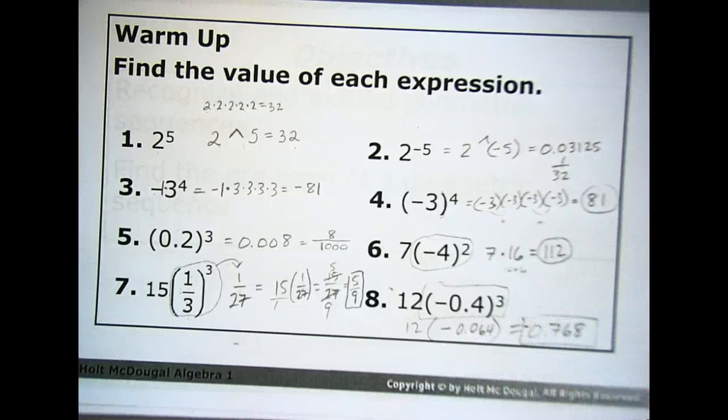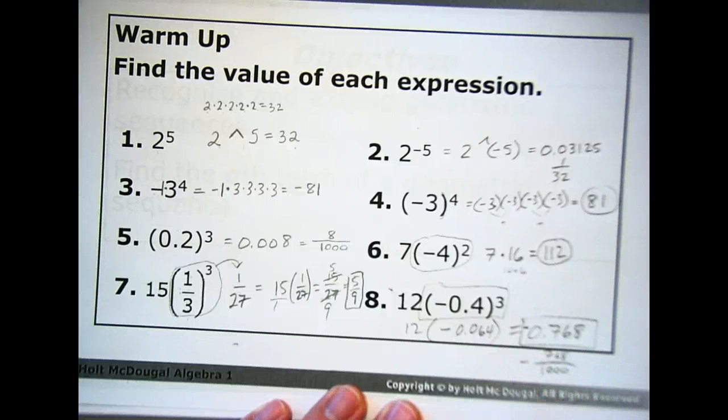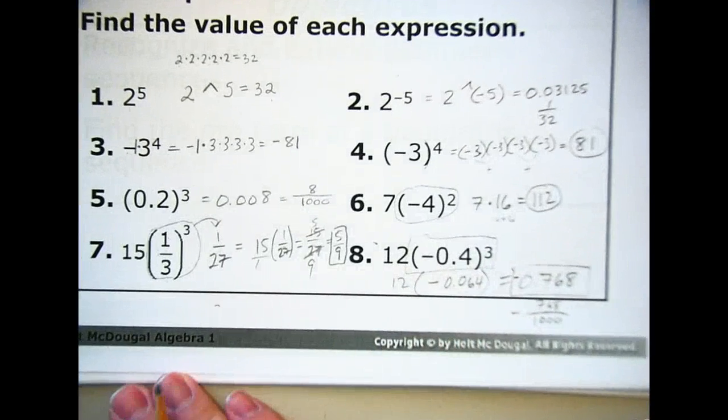All right. That's 768 thousandths, right? Tenths? Hundredths? Yeah, thousandths. So 768 over 1,000. Put a 1 there. And then we could reduce it. Pretty blurry there. All right.